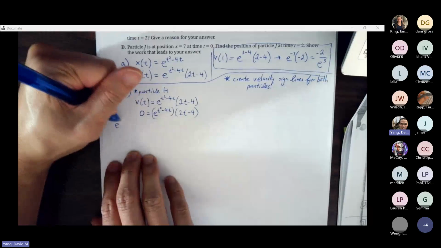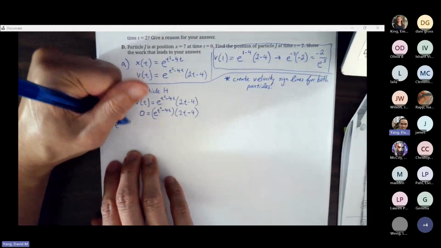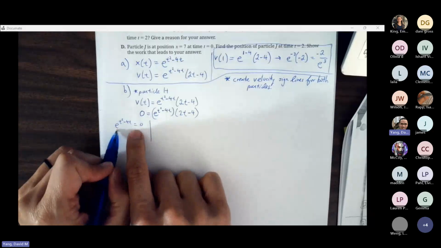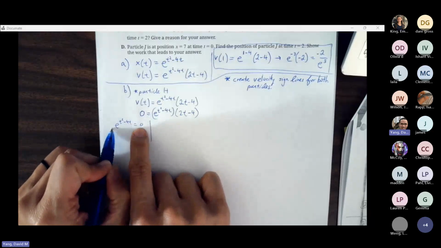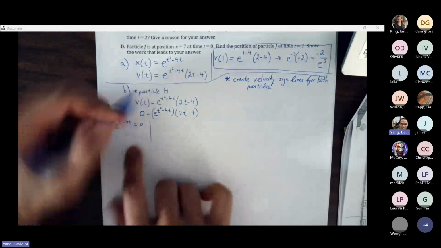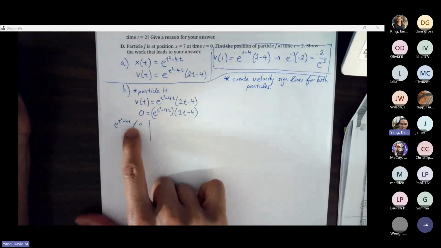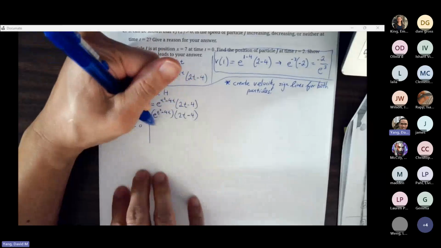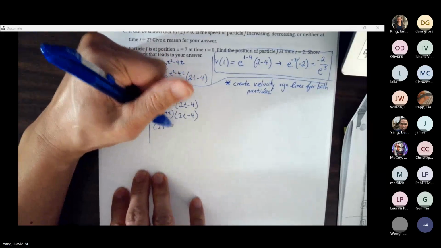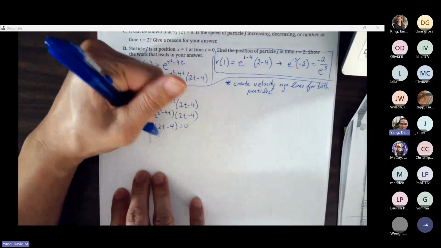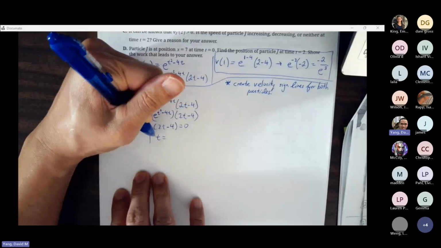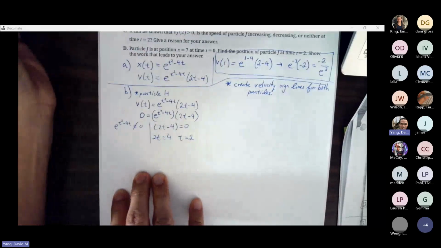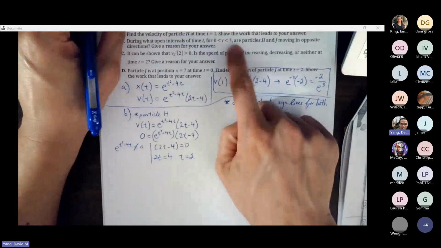So e to the t squared minus 4t is never equal to 0, because if I try to bring that t squared minus 4t down by taking the natural log of both sides, natural log of 0 is undefined, so we're never going to have to worry about this. The only thing we have to worry about is the other factor, 2t minus 4. Set that equal to 0. We get 2t equals 4, and so t equals 2. We have endpoints from 0 to 5.